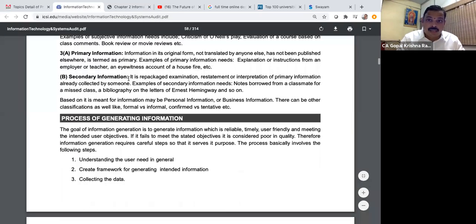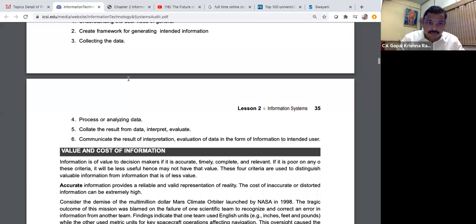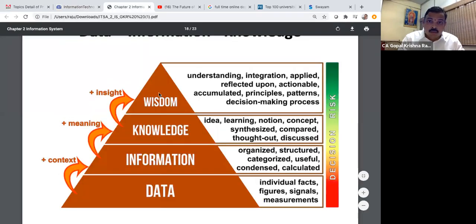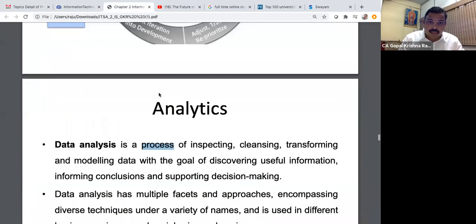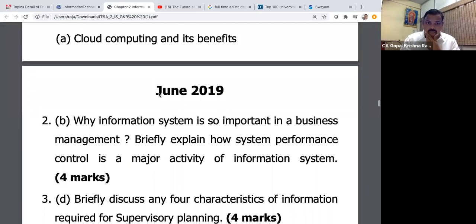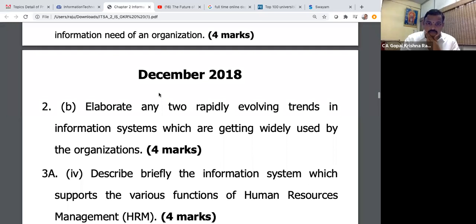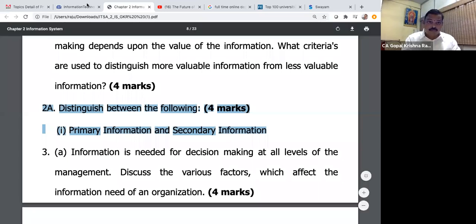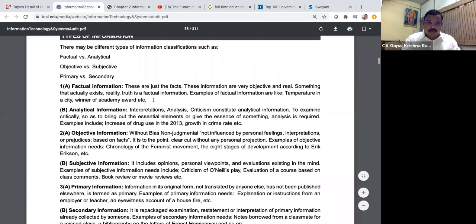Now I'll take you to another question. This is an exam question. In information, you have 2 types of questions. There is a question which they have asked in information. Look at 4 marks. So you know what is data, information, knowledge and wisdom. Now please look at information. This is page number 34. Types of information.